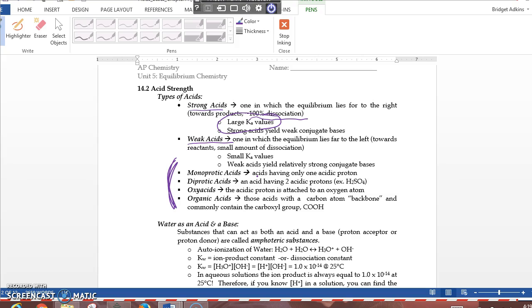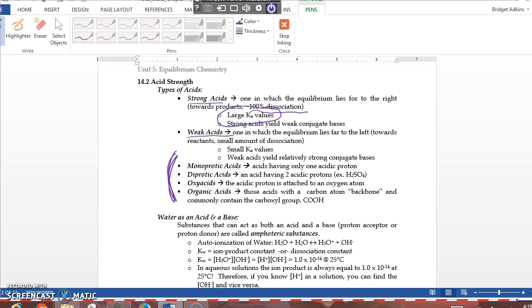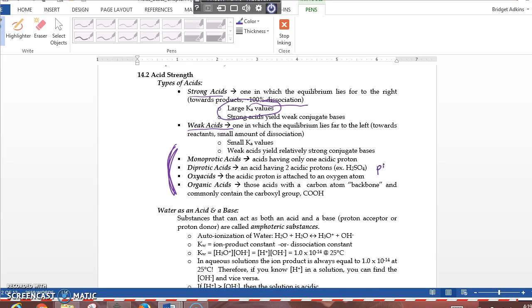Monoprotic acid means there's just one proton. Diprotic means two. Sometimes they'll call diprotics polyprotics, which just means they have more than one, and that is less specific than saying a diprotic or a triprotic. Oxyacids are any acids with polyatomic ions that have oxygen in them. And then organic acids, we learned right before Christmas break about the COOH functional group, and this is the H that pops off to make it an acid.